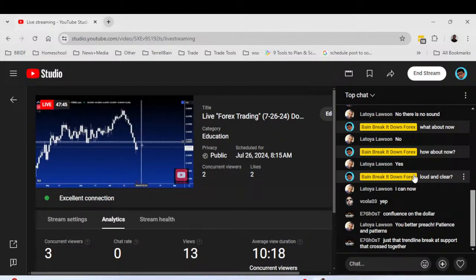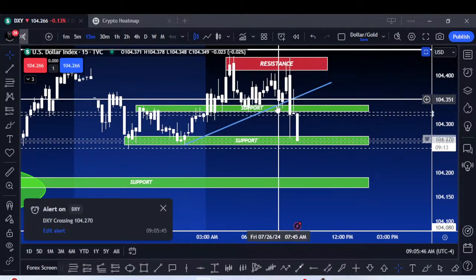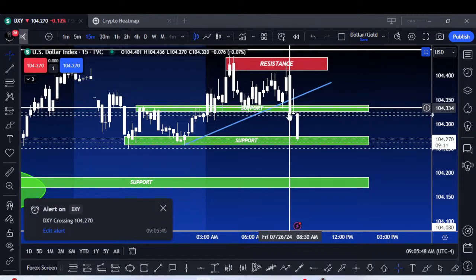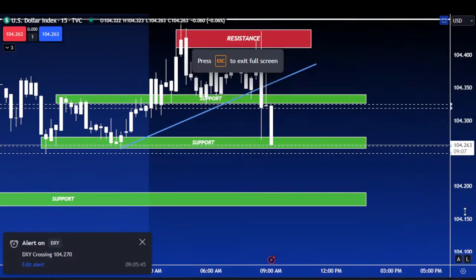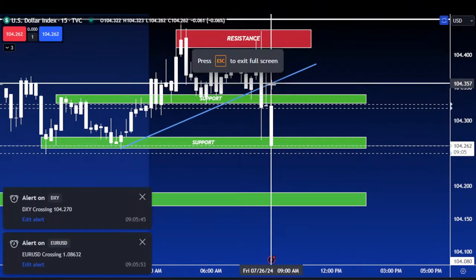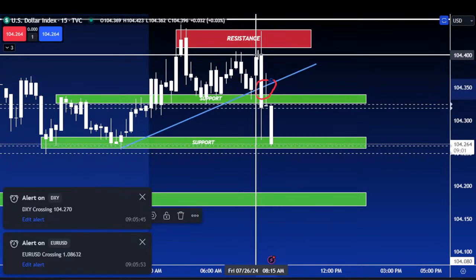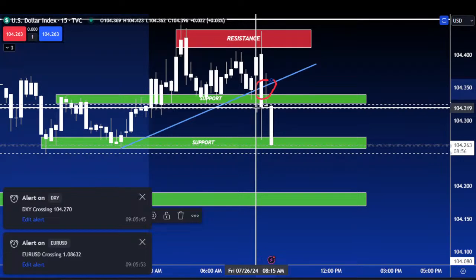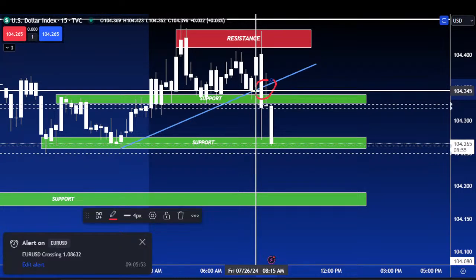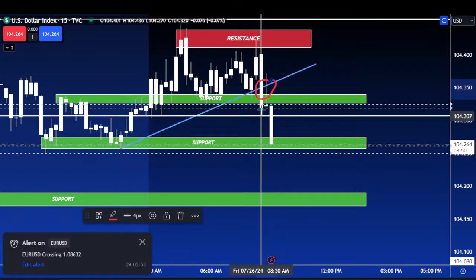Just that trend line break at support that crossed together. Okay, yes. So right here, and then the candle breaking that trend line. This is absolutely a confluence area, which is what my man Ghost is pointing out. And I just want to show you guys he's talking about this area here. So basically, this candle broke this support area. So it broke and it closed here, but it also broke that trend line. So this is two areas of support that are breaking.